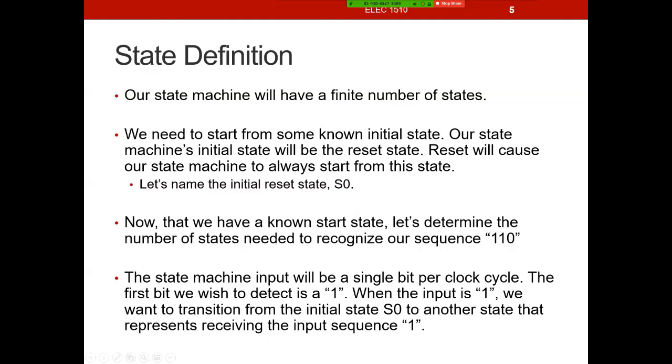Now that we have a known starting state, we want to determine the total number of states we need to recognize the sequence 110. The way the state machine works, the input will be a single bit for each clock cycle. We're dealing with sequential, clock-driven circuitry. We'll actually be using flip-flops to implement our state machine design. That's why we'll have a clock cycle, then it will input the number and evaluate what needs to be done. So a single bit per clock cycle.